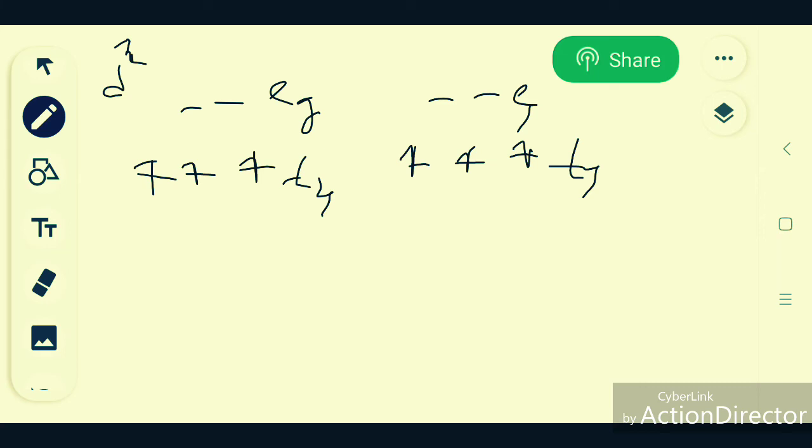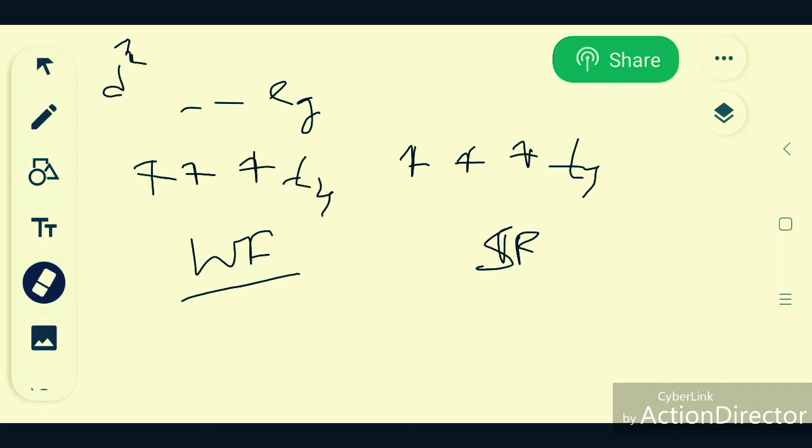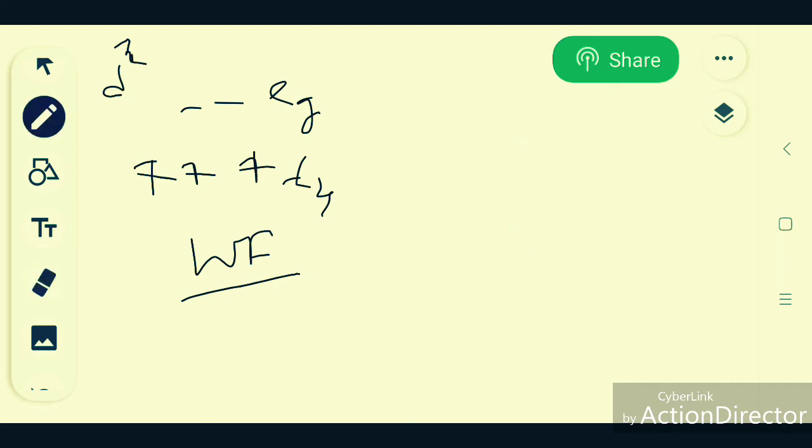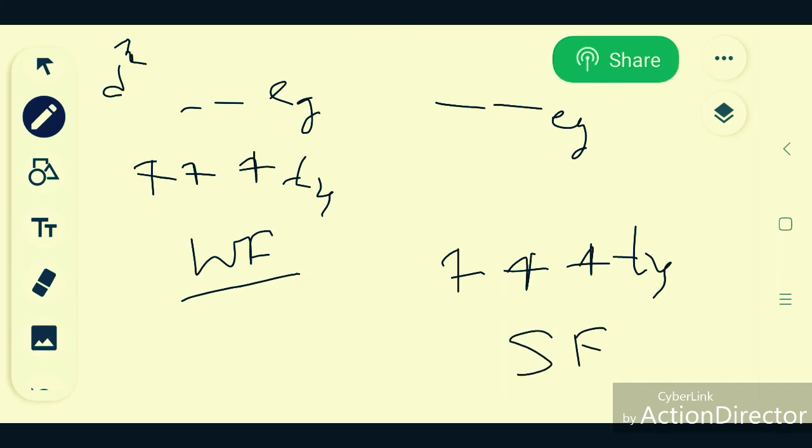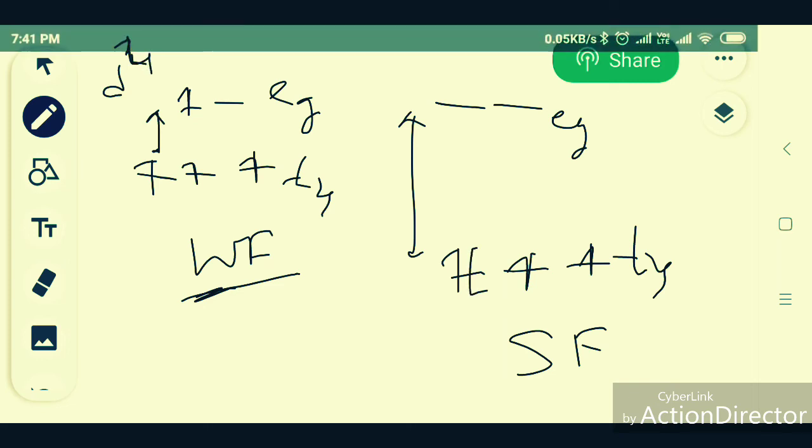The difference begins with D4 configuration. This is weak field complex and this is strong field complex. In case of a strong field complex, actually the difference between T2G and EG is very high. This is EG, this is T2G. So in this case, the 3 electrons can be arranged in T2G set. This is strong field complex. Now the 4th electron, in case of weak field complex, will go to the EG set because the difference between EG and T2G is less. But in case of strong field complex, the difference is higher, so the electron will not transfer to EG set, so it will pair here. So in case of D4 configuration, the arrangement will be like this.